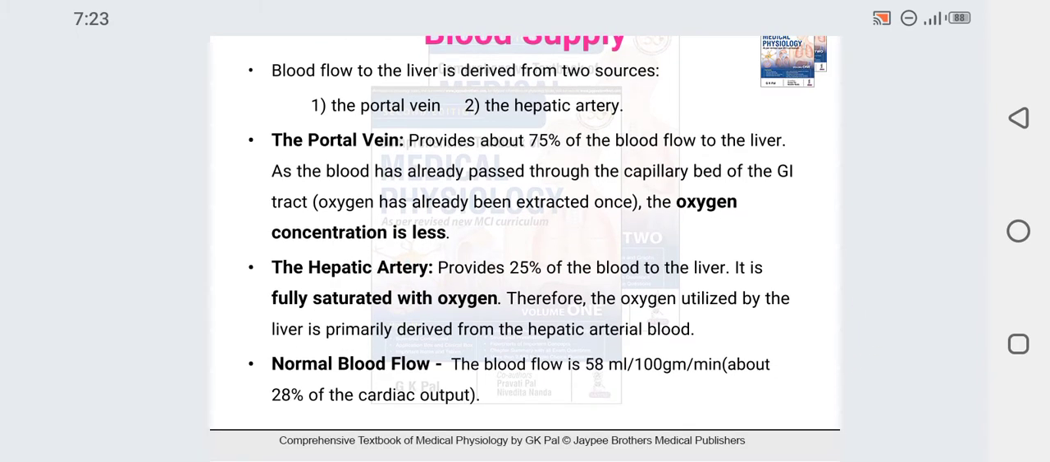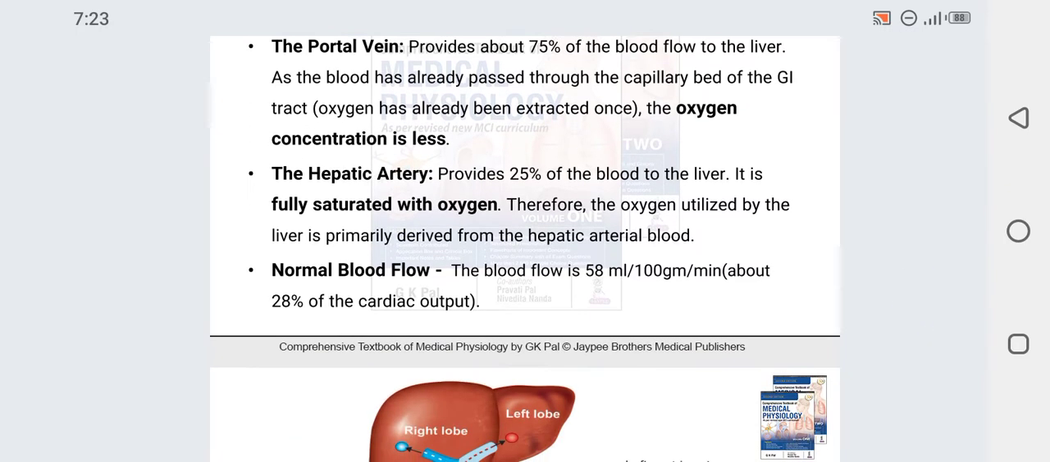The portal vein provides about 75% of the total blood flow to the liver, as the blood has already passed through the capillary bed of the GI tract. The oxygen concentration is less in the portal vein. Second comes the hepatic artery. It provides 25% of the blood to the liver. It is fully saturated with oxygen. Therefore, the oxygen utilized by the liver is primarily derived from the hepatic artery blood flow. The normal blood flow is about 58 ml per 100 gram per minute.